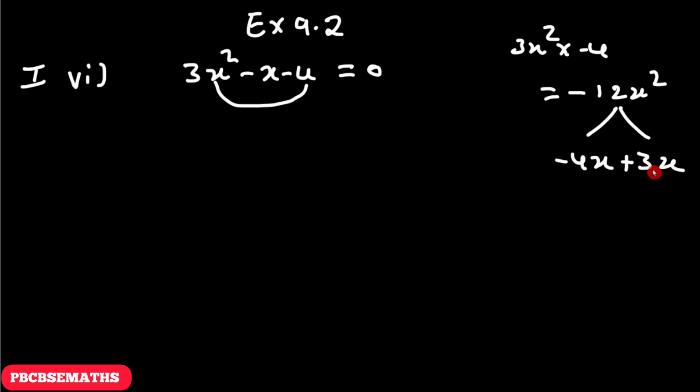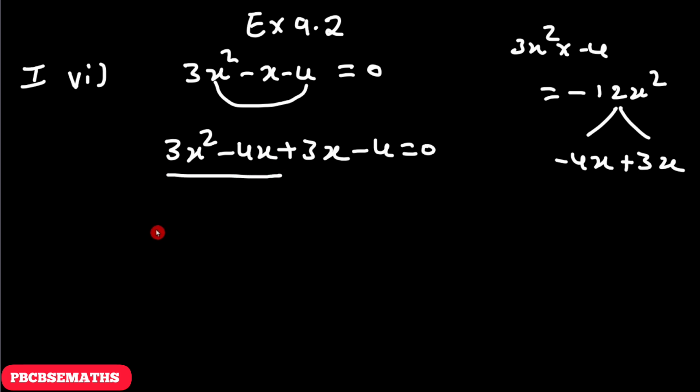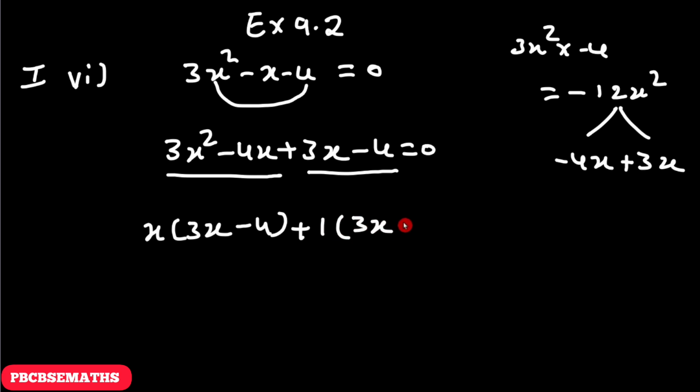Minus 4x into 3x gives us minus 12x square. So let's write this by splitting that middle term. Then we can write 3x square minus 4x plus 3x minus 4 equals to 0. In these two terms, we have x common, so let's factor out x. Then we have here 3x minus 4. In the next two terms, we have nothing in common, so let's factor out 1. So here also we get 3x minus 4 equals 0.